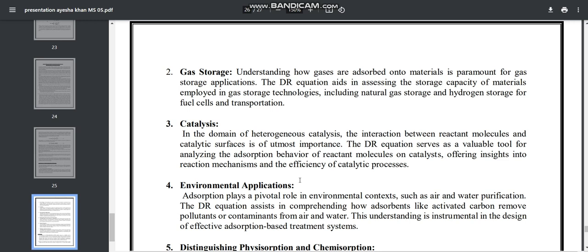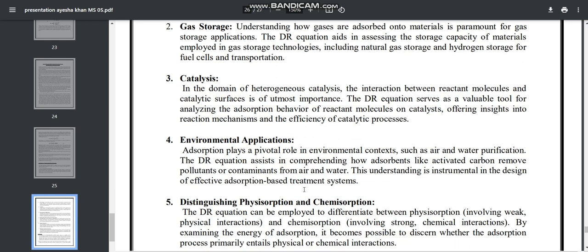The fourth one is applications of the DR equation to the environment. The DR equation plays a very important role in the context of environmental sciences, such as air and water purification. It is also used to remove pollutants and contaminants from the air and the water.